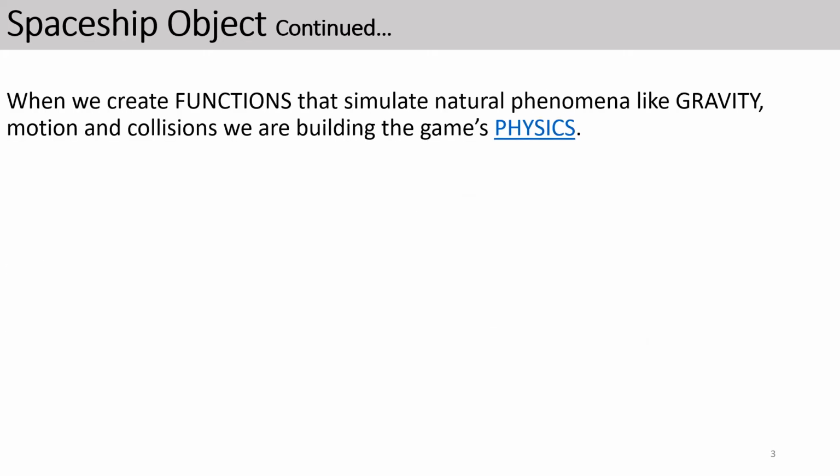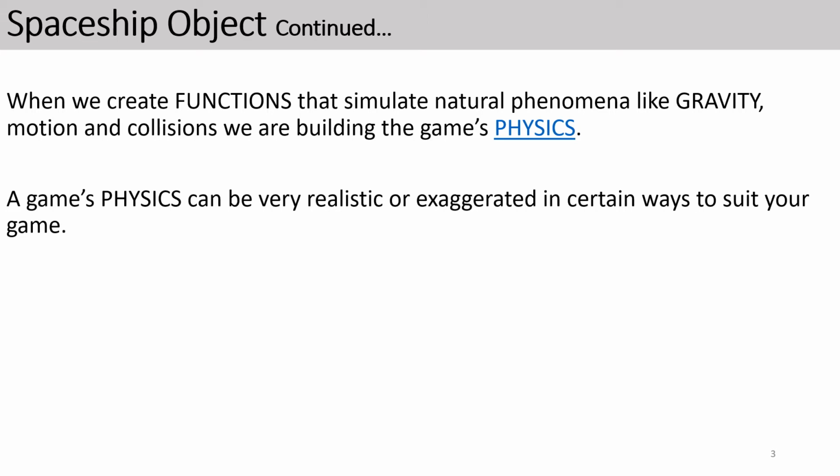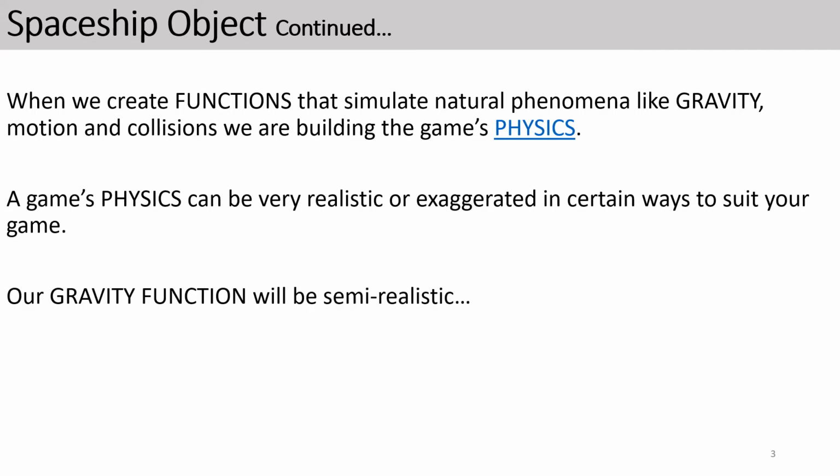When we create functions that simulate natural phenomena like gravity, motion, and collisions, we're building the game's physics. A game's physics can be very realistic or exaggerated in certain ways to suit your game. Our gravity function will be semi-realistic.